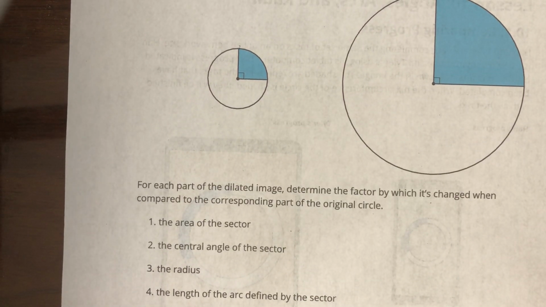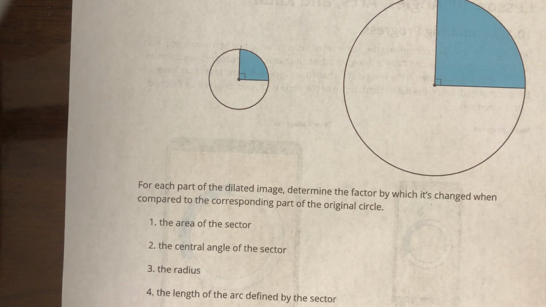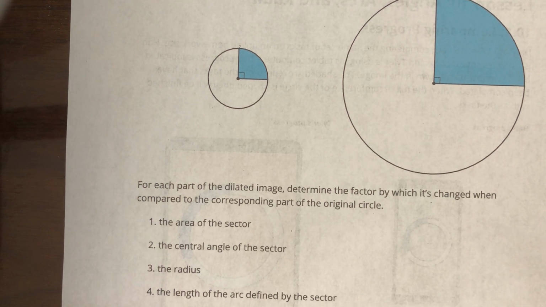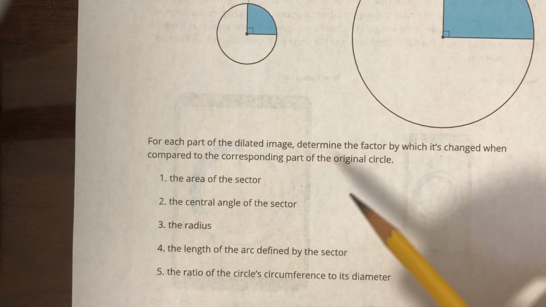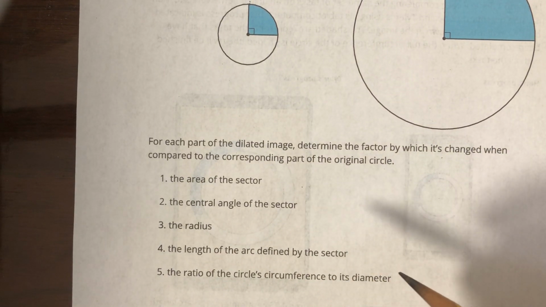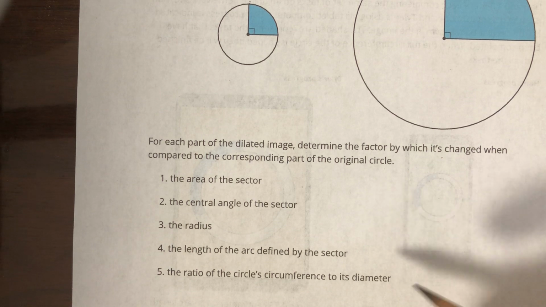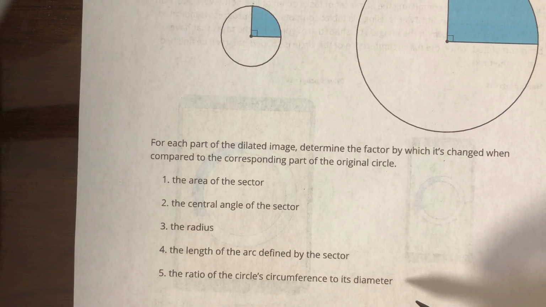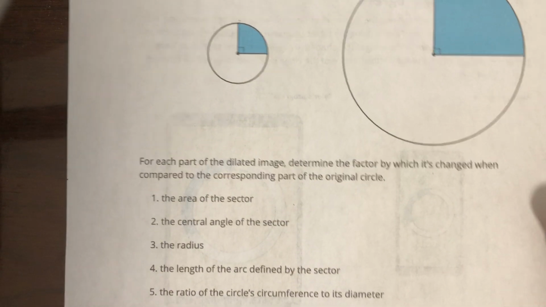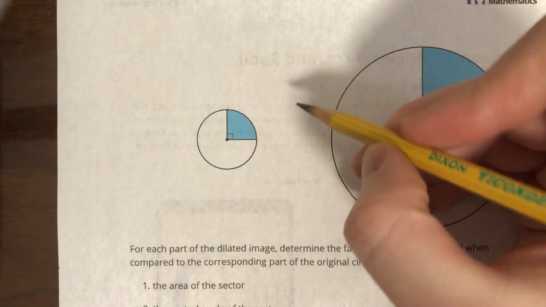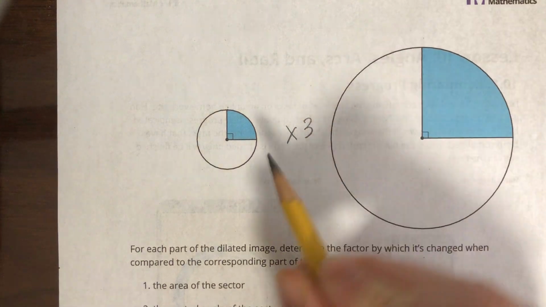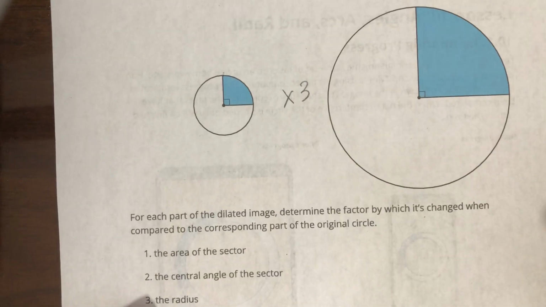Okay, so for each part of the dilated image, determine the factor by which it's changed when compared to the corresponding part of the original circle. So they want us to find the area, central angle, radius, length of the arc defined by the sector, and ratio of circumference to diameter. So a lot of different information. And we don't know anything about these circles besides the fact that we've got some scale factor of ×3 bringing us from one circle to the other.